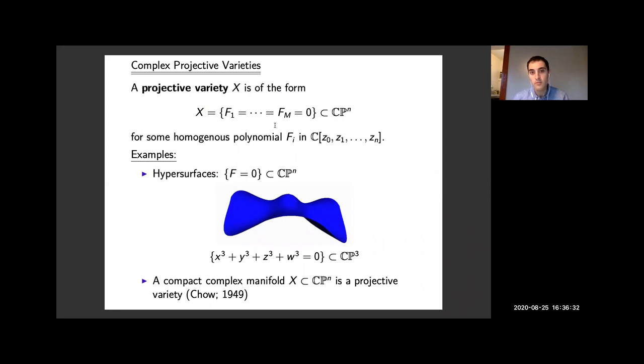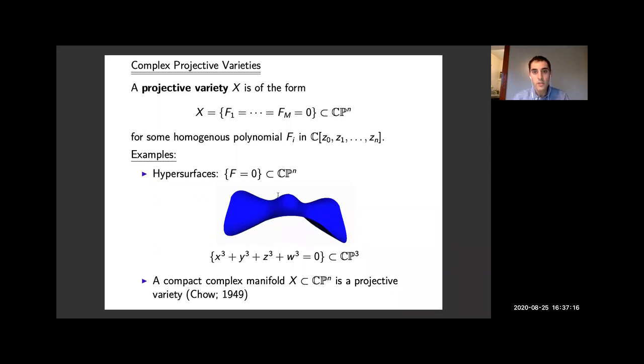Some examples of these types of objects, the easiest examples, would be hypersurfaces, when you just have one polynomial and you look at the locus where that one polynomial vanishes. In this picture, I have x cubed plus y cubed plus z cubed plus w cubed equals 0, and I'm graphing the real points of this zero locus on one of the charts of projective space. Some other examples come from complex geometry. It turns out, by a theorem of Chow, that any complex manifold that's holomorphically embedded in projective space is a projective variety.